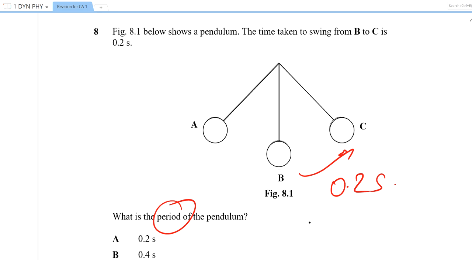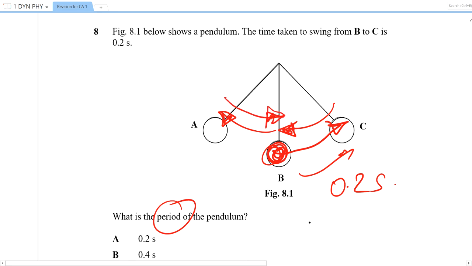If you look at the fan, can you tell me when is one complete oscillation? It must go back to its starting point. So if it started from B, then it moved to C, where is it going to go next? It goes back to B. Is it considered one full cycle already? No. Where will it go next? You go to A. Then after that, is it a full cycle already? Not yet, it has to go back to B. Now when it goes back to B, is it a full cycle already? Yes, it is. And what is the total time taken?